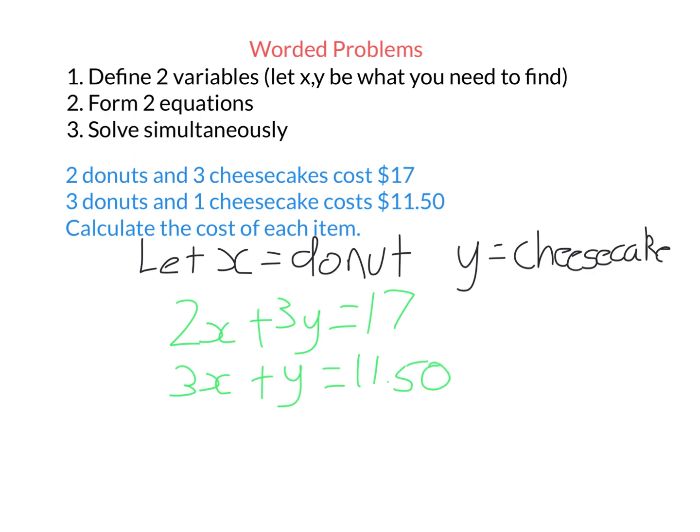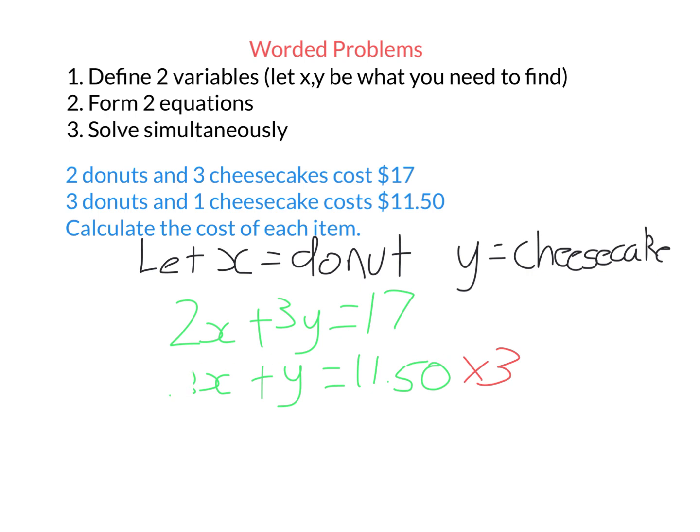So I'm going to use the elimination method here. I want to eliminate the x's or y's, but neither x nor y has the same coefficient in both equations. But if I multiply the second equation by 3, the y's will have the same coefficient. So what I'm going to do is change this equation by multiplying everything by 3.